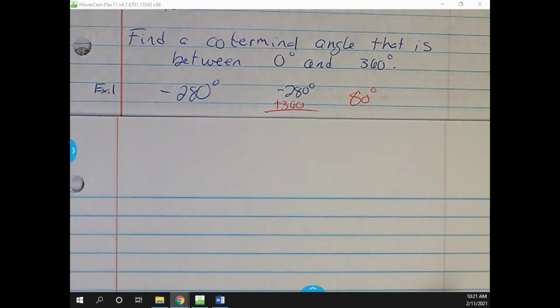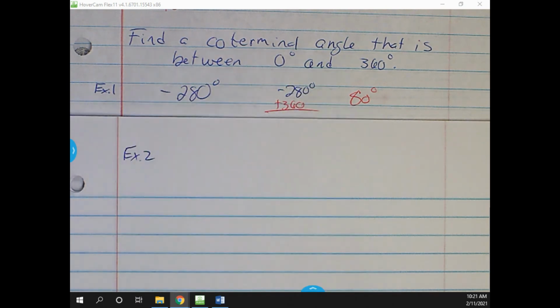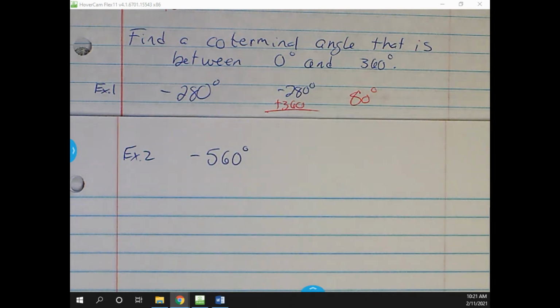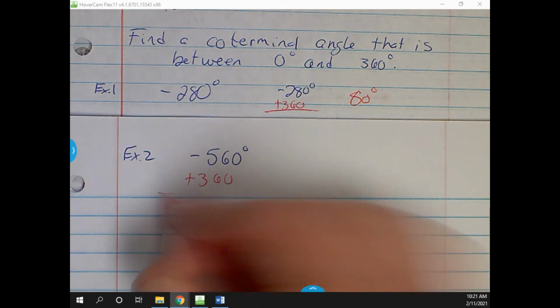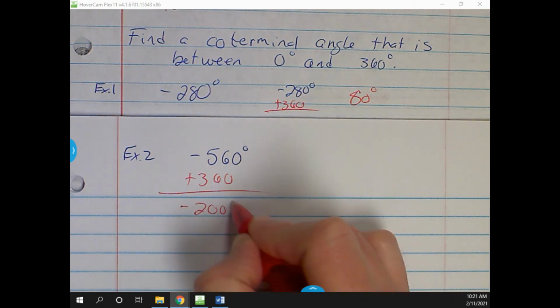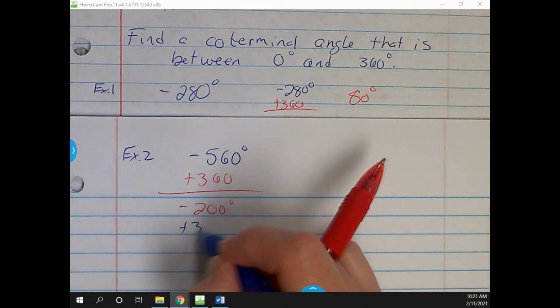Okay. Now, where this one really comes in, where they put that number on it with the restrictions between 0 and 360, is if they give you one that's like this. Maybe it's negative 560 degrees. So still do the same thing. You add 360 to it. But when you add 360 to it, your answer is still negative. So it's negative 200. Okay, that's not between 0 and 360. So if it's not big enough, just add another 360.